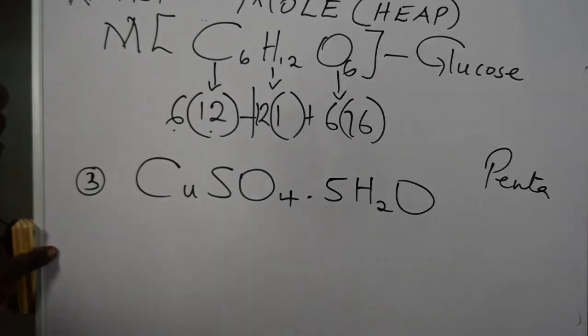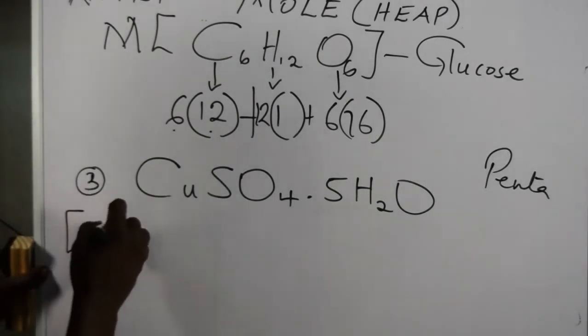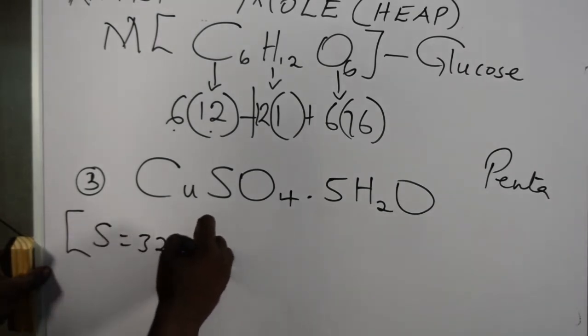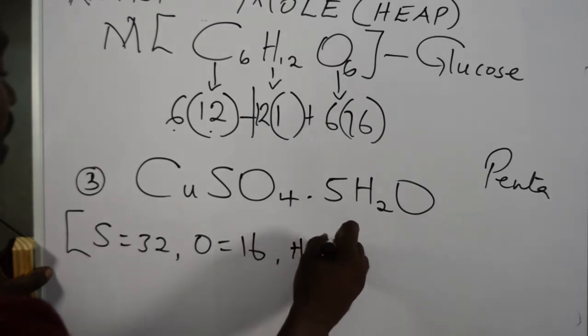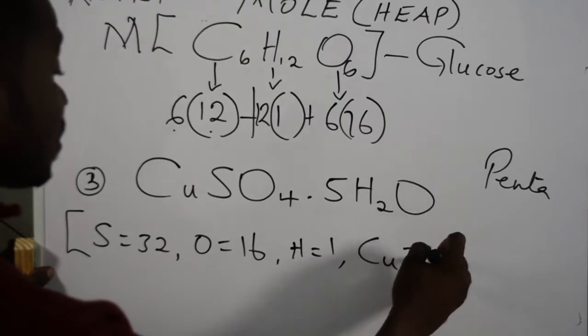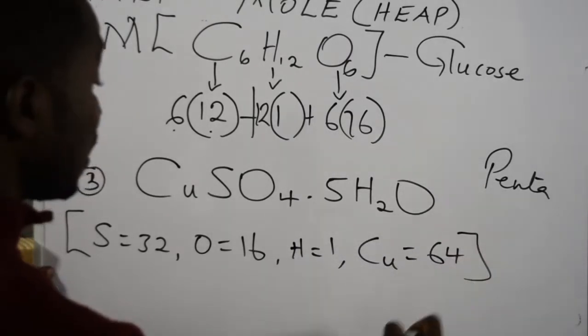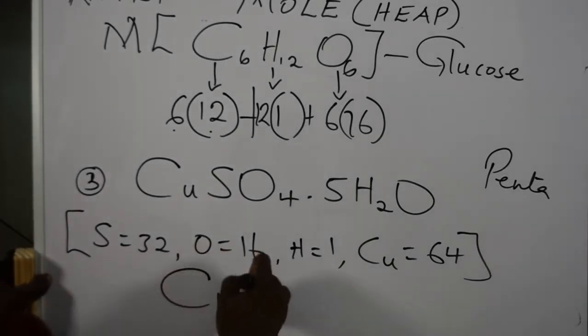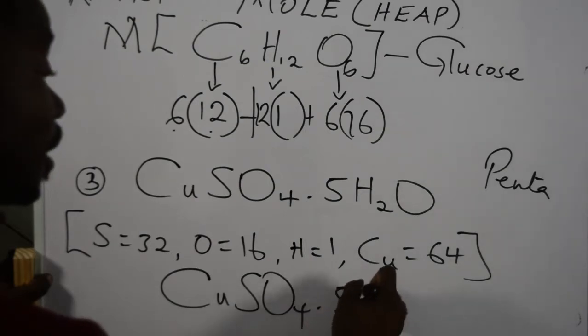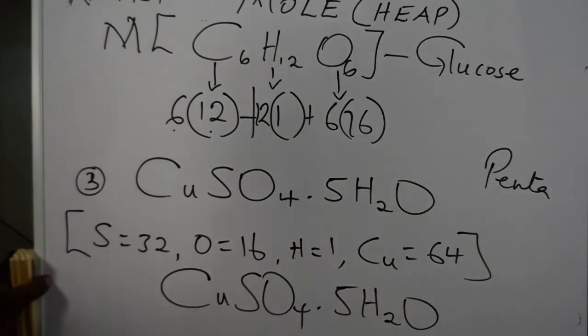But let's see how we calculate this. So I'm going to give you this. Sulfur is 32, oxygen is 16, hydrogen is 1, copper is 64. Okay, let's use this for now. So we have CuSO4.5H2O. Good, water. So copper, we've been given 64. Whatever you are given, use it.